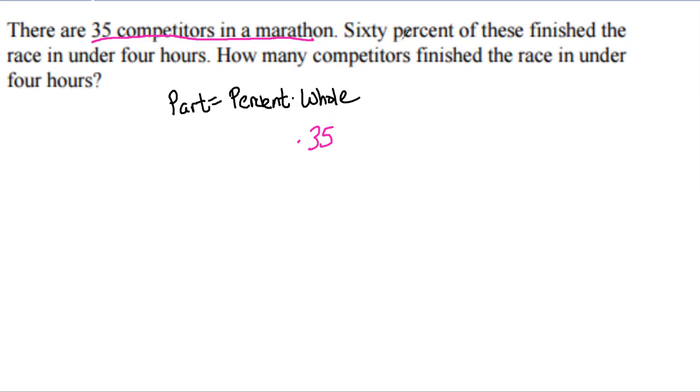60% of these finish the race in 4 hours. Well, they use the word percent there. So my 60%, so 60% is really the same thing as 60 out of every 100, which in decimal form would be 60 hundredths. And when we write this percent, we don't really need that 0 right here, so we can just put 0.6. Remember, you always put the decimal form of the percent in our percent equation.